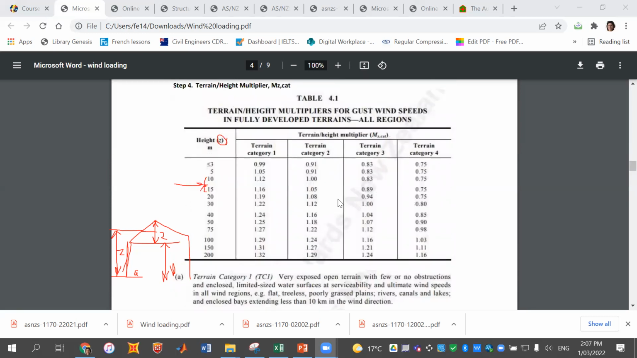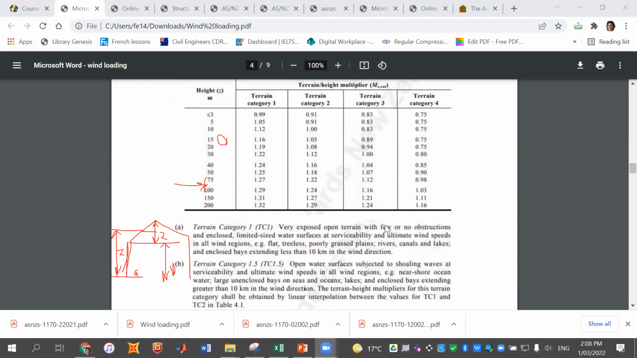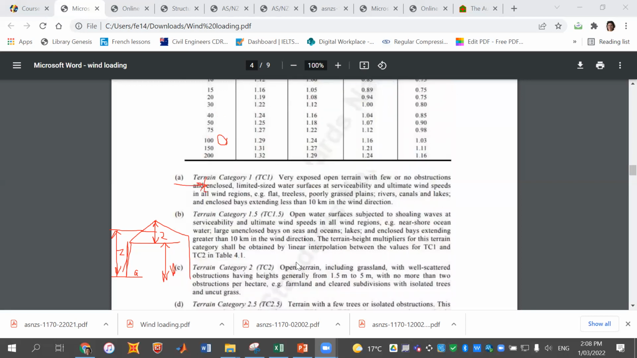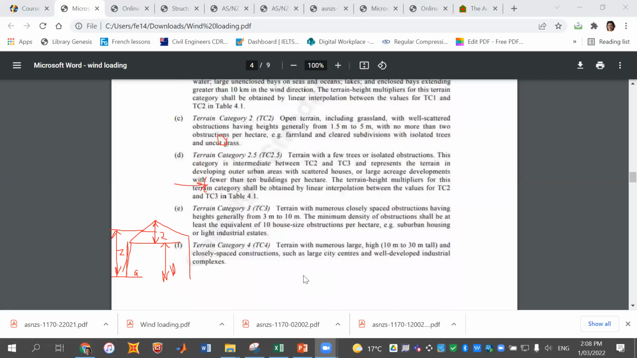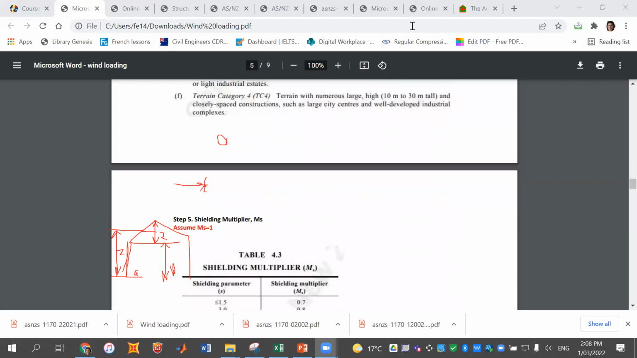So for example, you say it's very exposed, open terrain with few or no obstructions. What I'm going to do is choose terrain category 1, because based on a satellite picture, I found that is the case. So you just read through these terrains and see which one is more appropriate for your case. Let me erase this one.